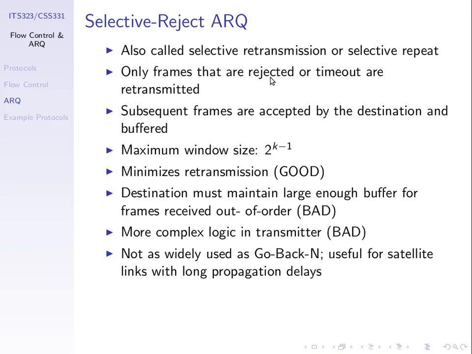Only the frames which are rejected or timeout are retransmitted. Subsequent frames are buffered. It minimizes retransmission. We don't retransmit as much as go back N, that's good. But it means we need a buffer at the receiver, that's bad, and it's more complex at the transmitter. It needs to keep track of what it sent, which is also bad in some cases. Turns out that the simpler is more commonly used. So selective reject is maybe used only in some very special cases like satellite links when there's a long delay and it's very costly to retransmit.